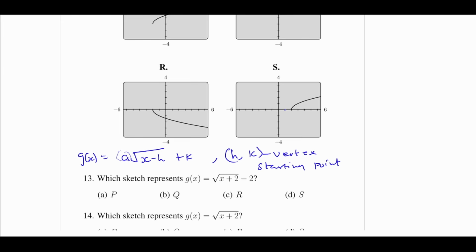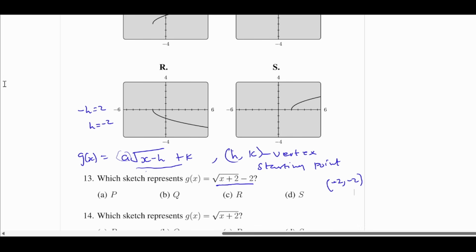So here we come. The first one, which sketch represents g of x equal to root of x plus 2 minus 2. So let's see what the starting point is. When we compare this function to what we have here, we are going to have negative h equal to 2. That is what we have here. When I want h alone, I have h equal to negative 2. And so the starting point will be negative 2, and then our k is negative 2. So negative 2, negative 2.